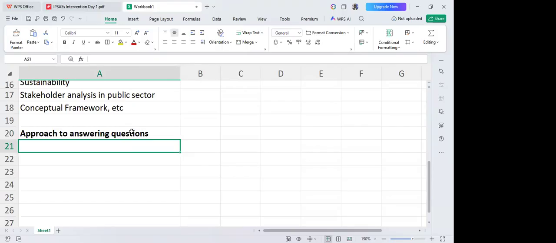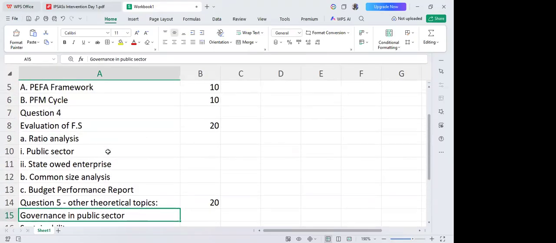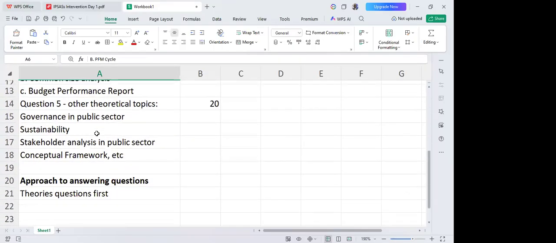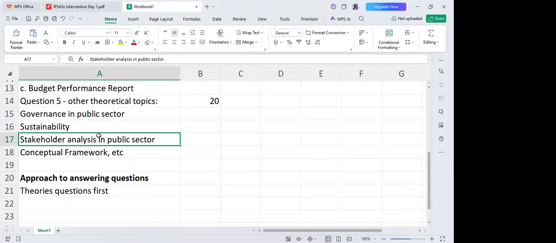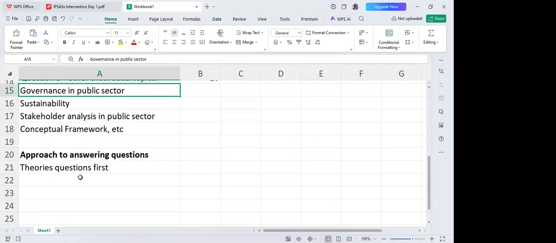For me, I believe you should finish all your theory questions first. Answer all theory questions first. That's what I believe in. Quickly do your theory questions first, which will be question five, definitely, and question three. So quickly do question three and question five first. You can quickly do question three and question five very well.